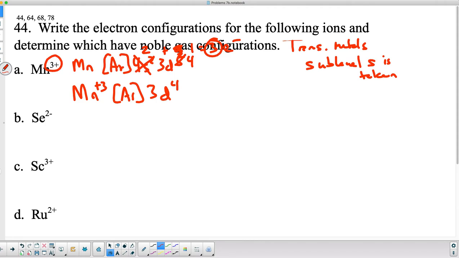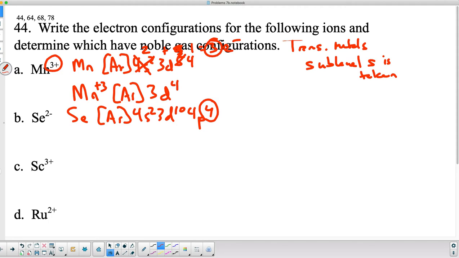Now selenium is not a transition metal, so let's write down what we've got first. You don't have to do this for your answers, but I'm going to show you what selenium looks like without the charge. Selenium is in the 4th period, so it's still argon, 4s2, 3d10, and then 4p4. Notice that 4p4 means that you can have another 2 electrons in here.